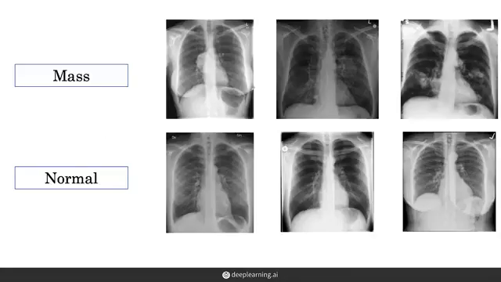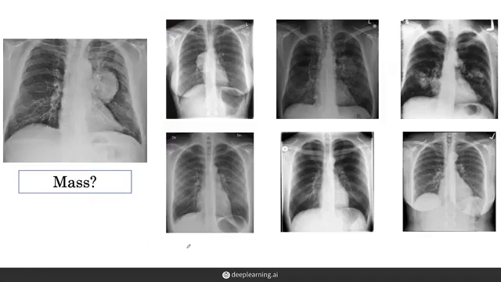Let's look at what one abnormality, called a mass, looks like. I'm not going to first define what a mass is, but let's look at 3 chest x-rays that contain a mass and 3 chest x-rays that are normal.